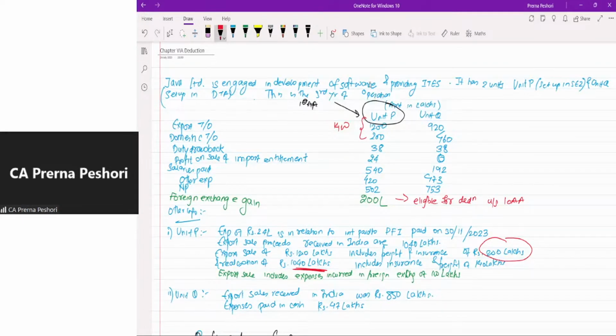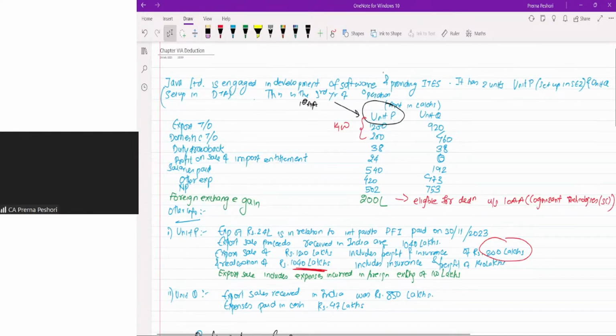And in the bracket, write down Cognizant Technologies Supreme Court ruling. Are we clear?